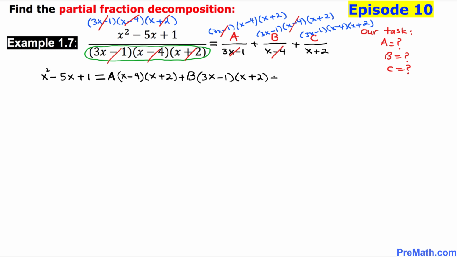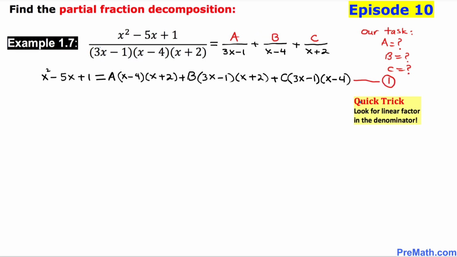And finally C times, let's look at the third fraction. x plus 2 is gone with this x plus 2. So we ended up with 3x minus 1 times x minus 4, and I am going to call this equation number 1.